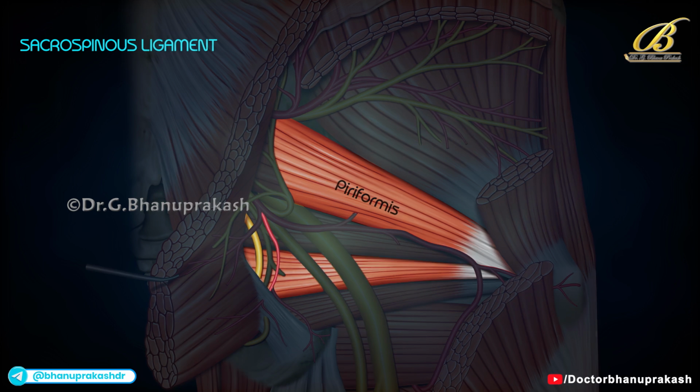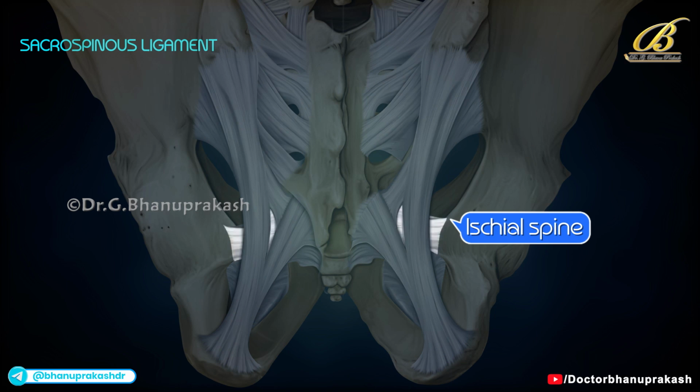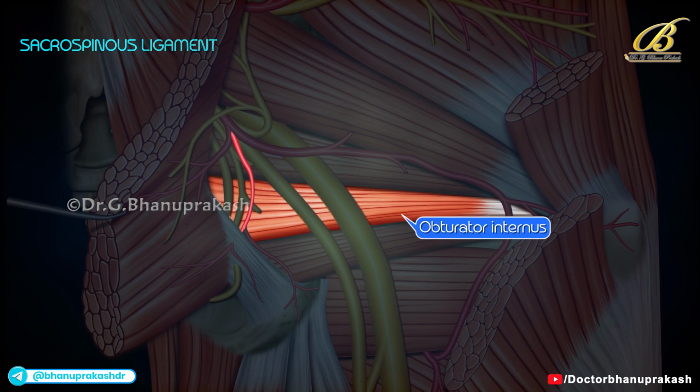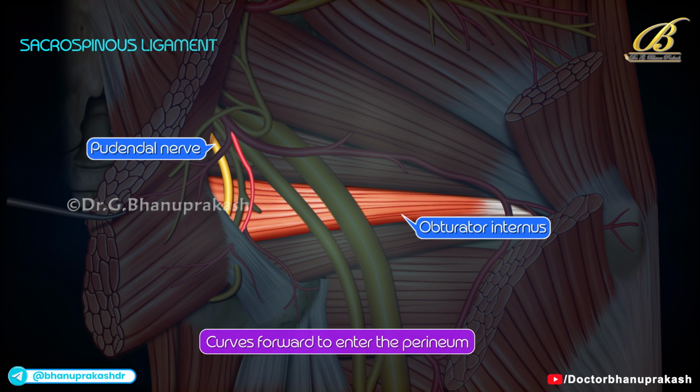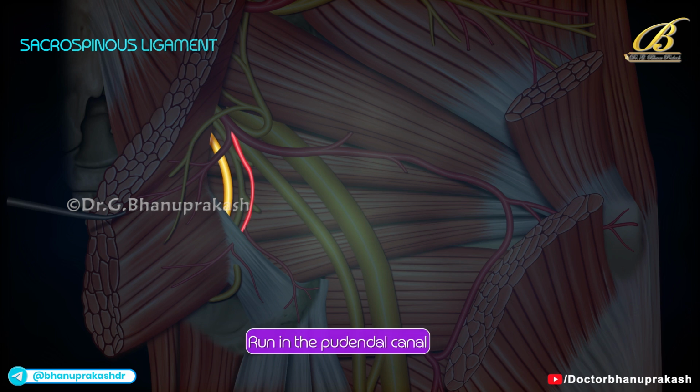The last three structures cross the dorsal aspect of the ischial spine and the adjoining part of the sacrospinous ligament, with the internal pudendal artery between the nerves to obturator internus laterally and pudendal nerve medially, and curves forwards to enter the perineum. The pudendal nerve and internal pudendal vessels run in the pudendal canal.